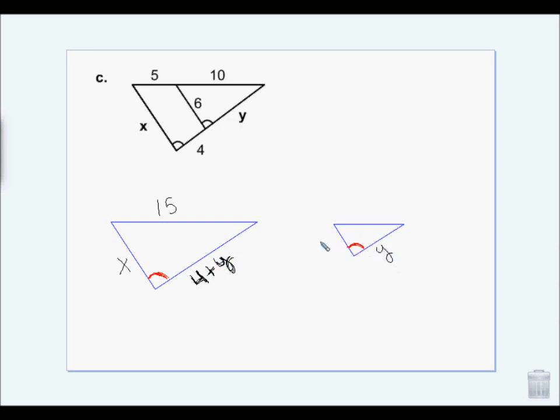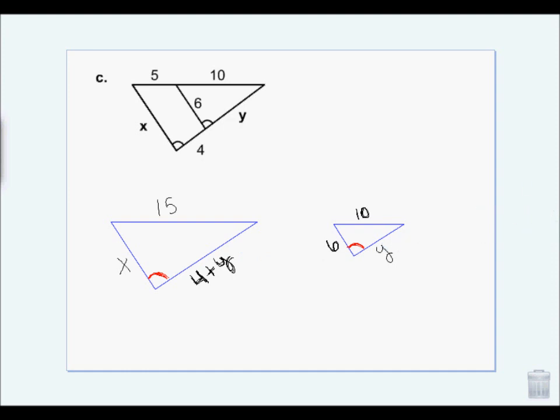Okay, on my small one I have y and 6 and 10. Do you understand why it had to be 4 plus y? Because we have to add these to get the 15, right? So we have to add these to get whatever that is.